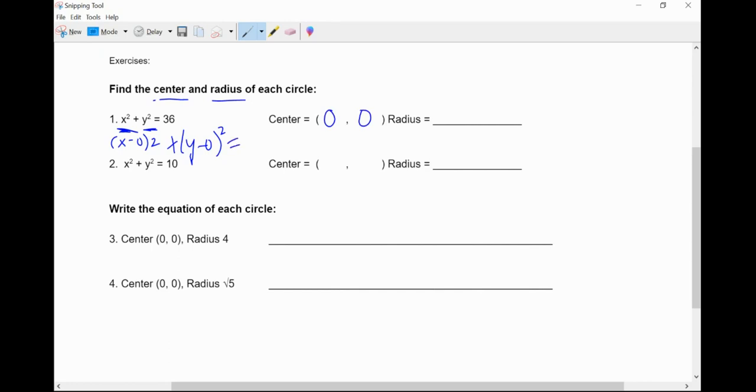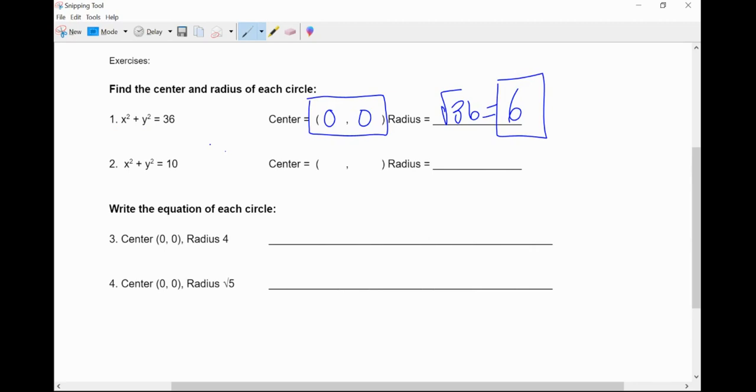And since this is the radius squared, what squared is 36? Or what is the square root of 36? So the radius is square root of 36. So what's that? The square root of 36 is 6. So the center is 0, 0, and the radius is 6. All right, moving on to the next one. We have the same sort of equation as above, x squared plus y squared. So we know that the center is 0, 0. Now what's the radius? The radius has to be the square root of 10.